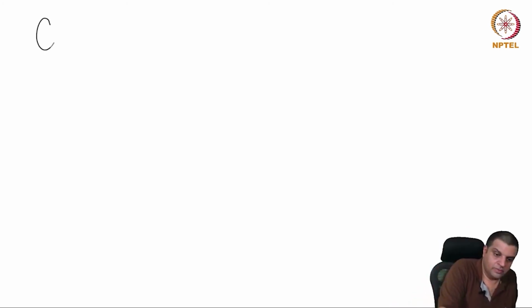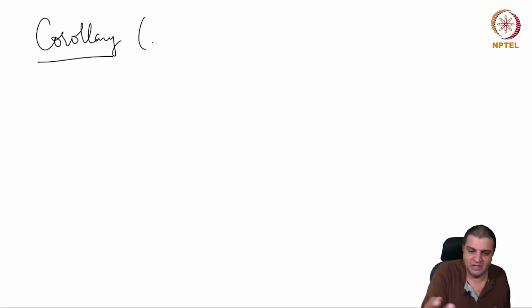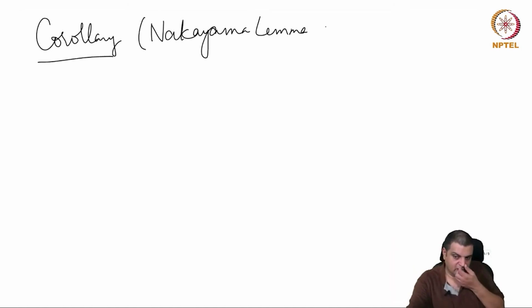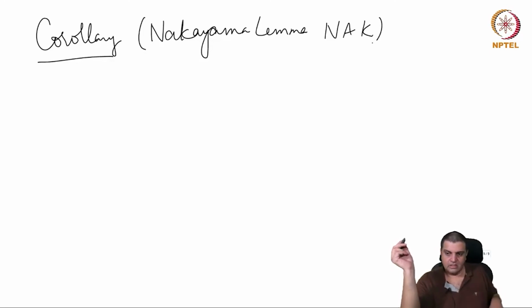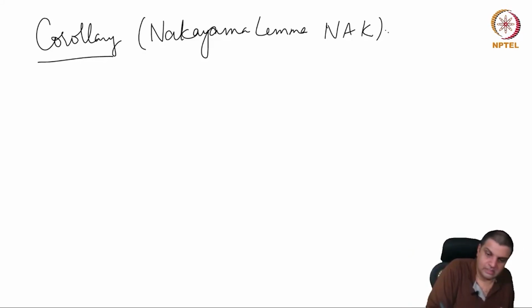Another important corollary. This is sometimes called Nakayama. Any version of this is called Nakayama's lemma, but maybe only the local version we will call Nakayama's lemma. We will usually write NAK to abbreviate this in these lectures.